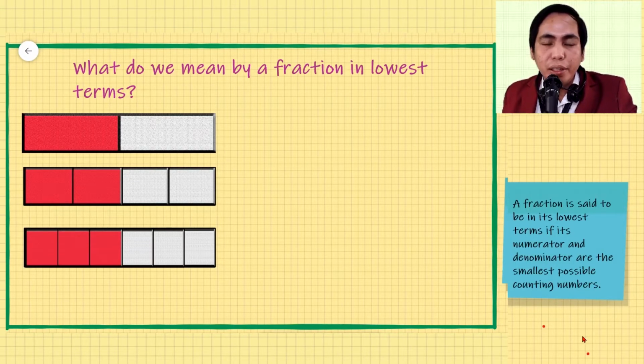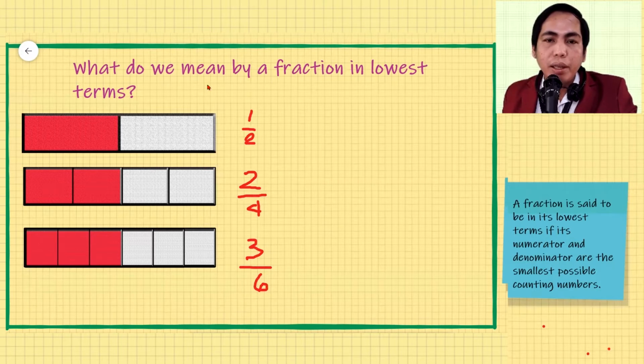The first figure is divided equally into two equal parts, and since one part is shaded with red, therefore the fraction represented by the red shaded part is 1/2. The second figure is divided equally into four equal parts, and since two parts are shaded with red, therefore the fraction is 2/4. And finally, the third figure is divided into six equal parts, and since three parts are shaded with red, therefore the fraction represented by the red shaded parts is 3/6. So we have here three different fractions, 1/2, 2/4, and 3/6.